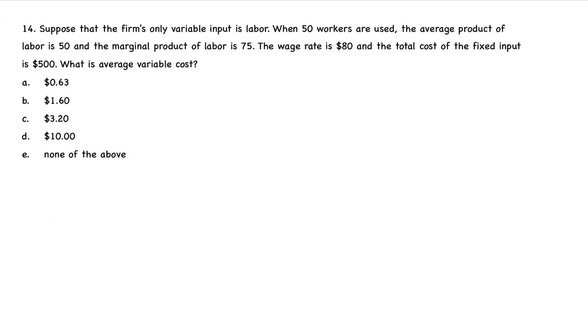Next one says, suppose that the firm's only variable input is labor. When 50 workers are used, the average product of labor is 50 and the marginal product of labor is 75. The wage rate is 80 and the total cost of fixed input is 500. What is average variable cost? So we know that there's 50 workers.